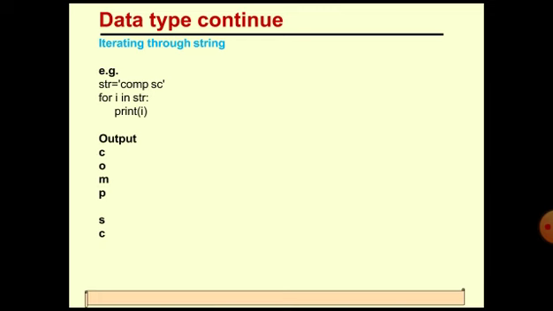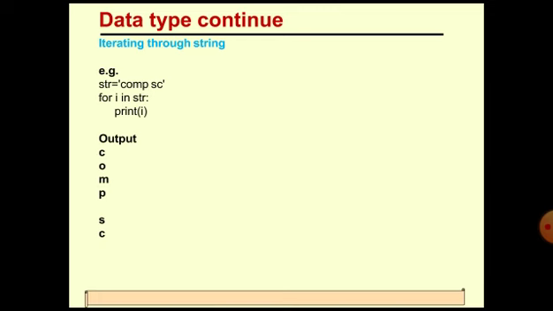It could be a string, a list, a dictionary, or a tuple. Any type of sequence can be iterated by using a for loop along with in, which is a membership operator. How do we use that? See, here i is a variable. What will i hold? For i in str means what? Str has a sequence of values which are characters here, like C, then O, then M, then P.